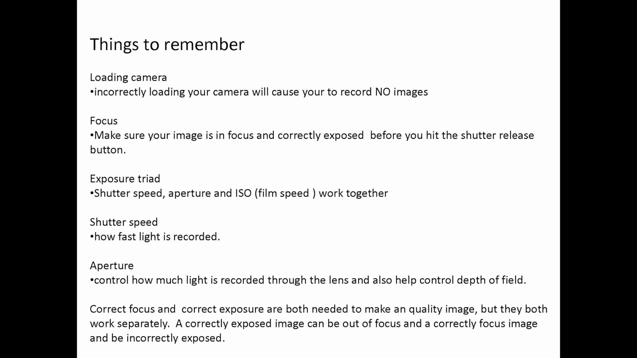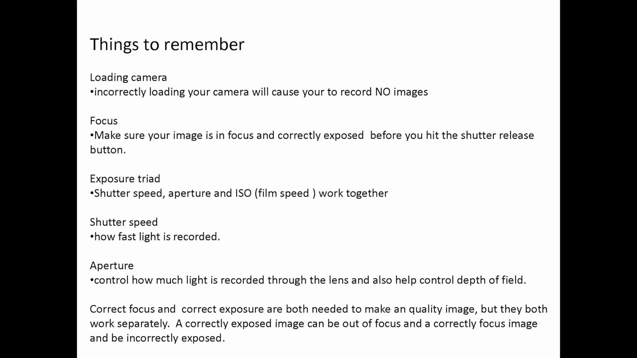So the things to remember, right, is that you need to make sure that you're loading your camera correctly. If you don't load your camera correctly, you get no images. You also need to make sure that your image is in focus and exposed correctly before you hit the shutter release button. So you got to make sure that you're in focus, and you got to make sure that you got the red light or the green dot in your meter, or else you're not going to have your picture in focus. Shutter and aperture work together, and shutter, aperture, and film speed work together. Shutter and aperture are the variables, and film speed is the constant.